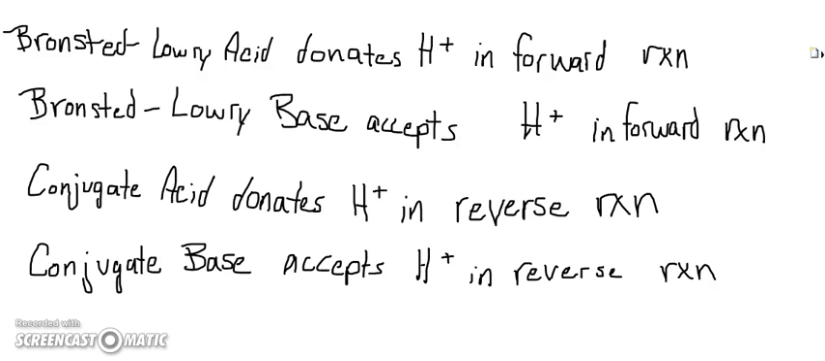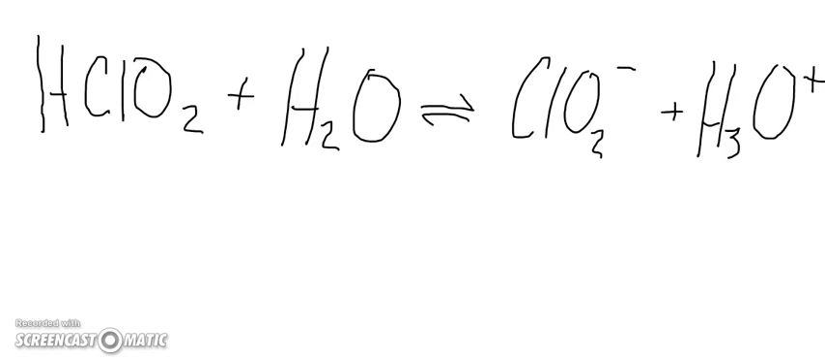An example reaction we have is HClO2 + H2O makes ClO2- + H3O+. When we're trying to identify the acids and the bases in this reaction, we have to look at which one accepts the H+ and which one donates the H+. In the forward reaction, HClO2 becomes ClO2-. It's donating the H+, so it's our acid. H2O becomes H3O+. It's accepting the H+, so it's our base.